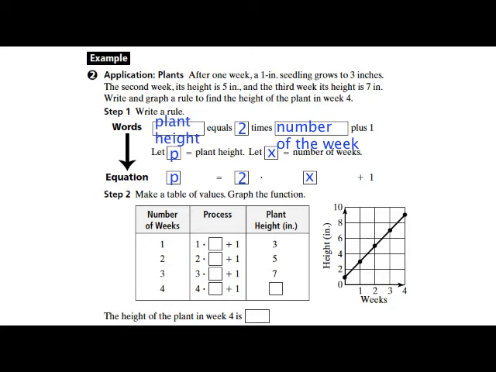So in week 1, 1 times 2 plus 1 is 3. In week 2, 2 times 2 plus 1 is 5. In week 3, 3 times 2 plus 1 is 7. And week 4, 4 times 2 plus 1 is 9. So the height of the plant in week 4 is 9 inches.